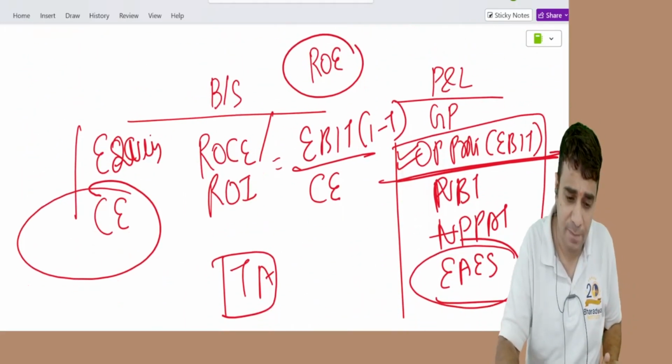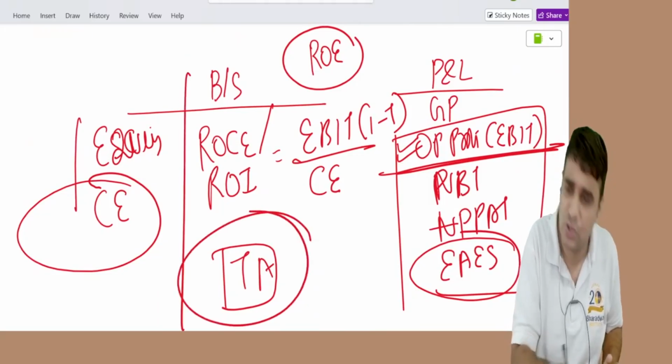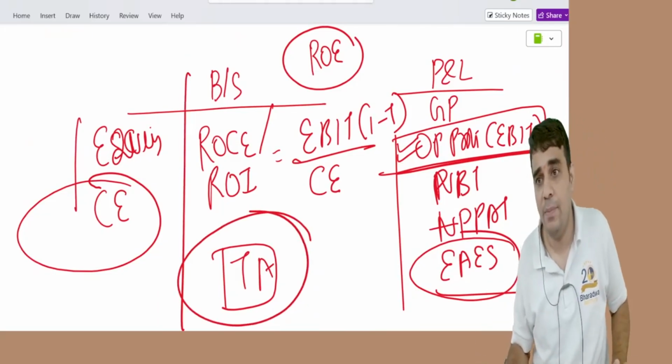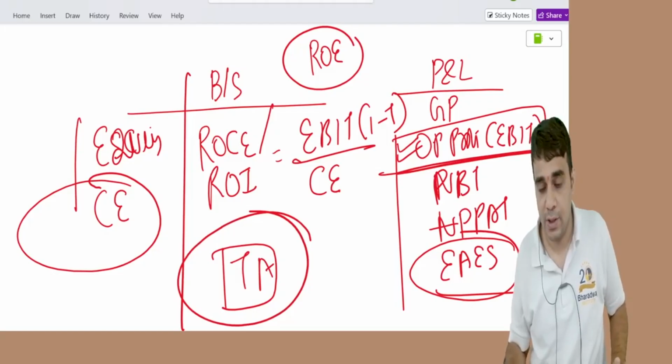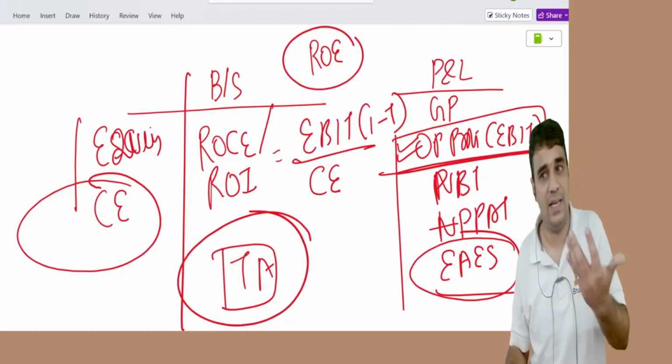The third formula is where they say take the denominator as total assets. The numerator can be a little complicated.